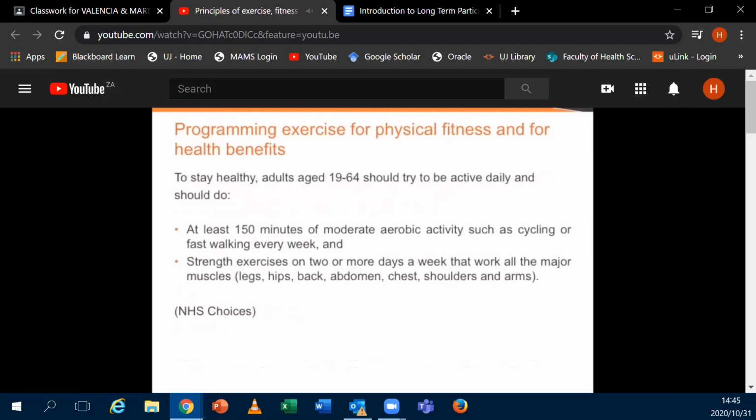Programming exercise and physical fitness for health benefits. To stay healthy, adults aged 19 to 64 should try to be active daily and should do at least 150 minutes of moderate aerobic activity, such as cycling or fast walking, each week, and strength exercises on 2 or more days a week that work for all the major muscles: legs, hips, back, abdomen, chest, shoulders, and arms.